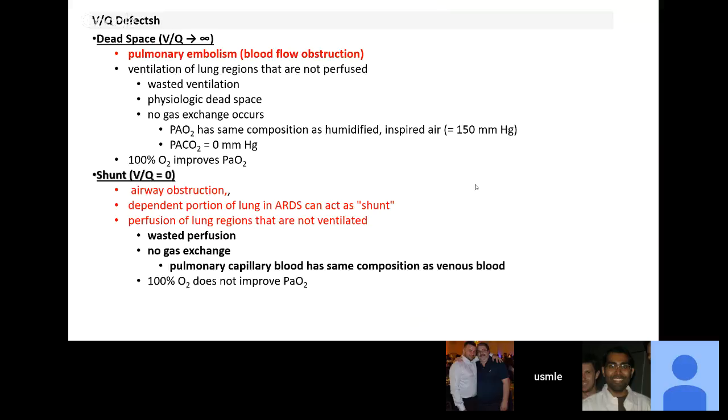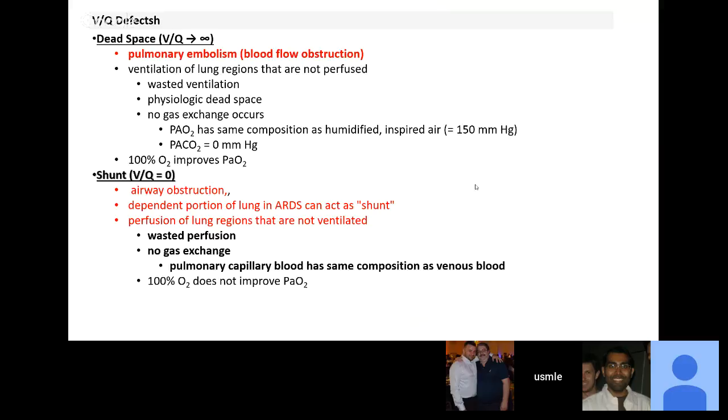But if you give a patient 100% oxygen, that is going to improve the arterial oxygen, but not the overall one. Shunts are dangerous sometimes, and the VQ for shunts equals 0. Shunts usually occur every time you have an obstruction, a vascular obstruction or lung obstruction. For example, one of the big cases would be ARDS.